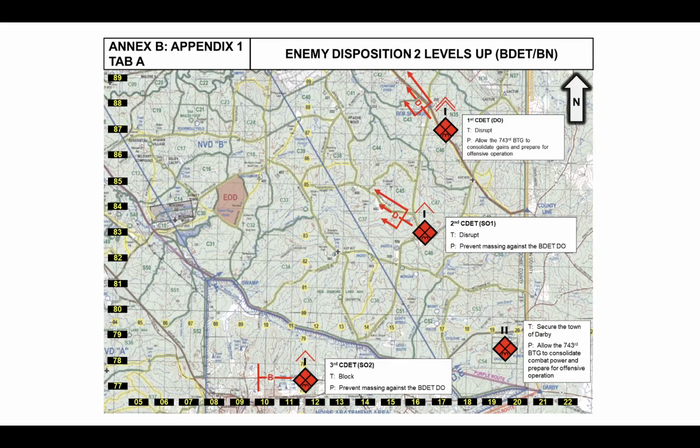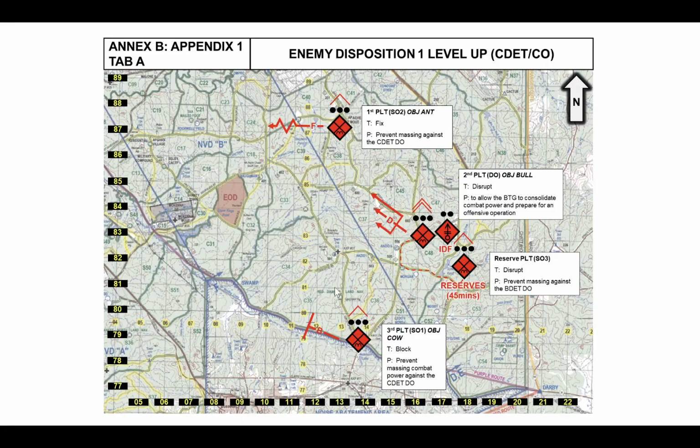This is an example of what the 2 levels up would be. So this is their companies are all scattered over here. They have their task and their purpose to disrupt or to block. And then their 1 level up would be the platoons. So the platoon is either fixing or disrupting, blocking, etc.